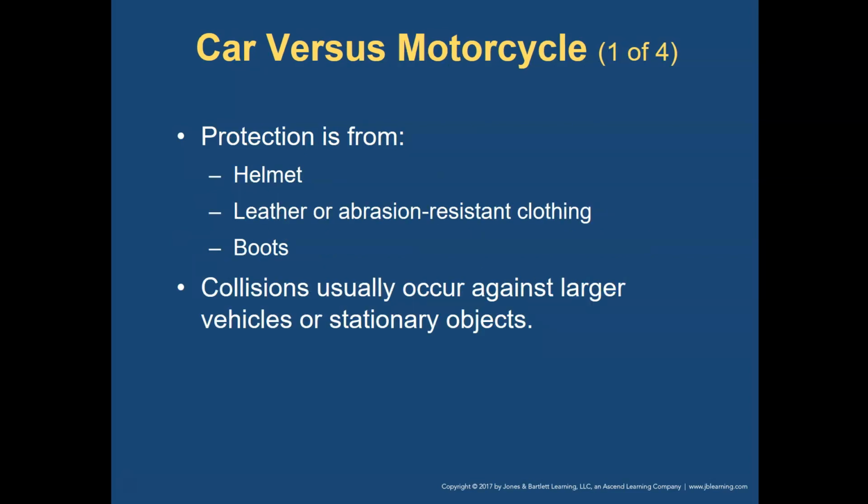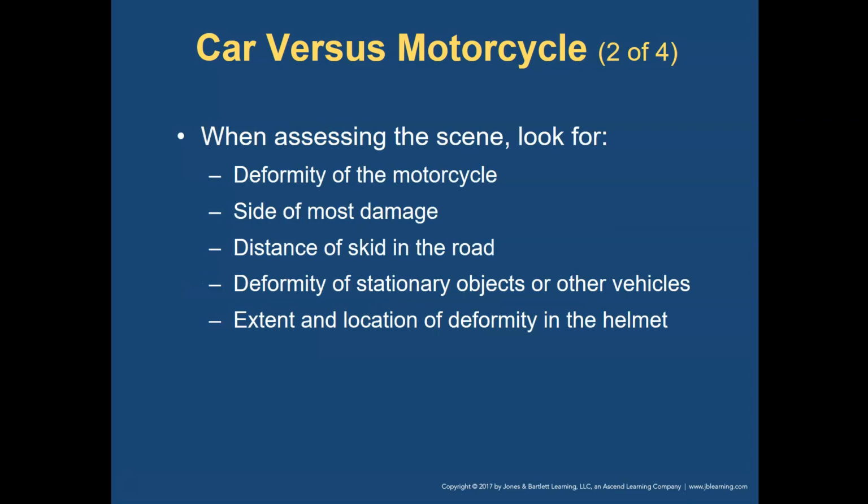Car versus motorcycle. Their protection on a motorcycle, for the most part, is going to be a helmet, which doesn't protect against cervical injury, as you can imagine. Leather or abrasion resistant clothing is mostly going to protect against road abrasion, but it's not going to protect against blunt trauma. And then boots, not a lot of protection here. These collisions usually occur against larger vehicles or even a stationary object.